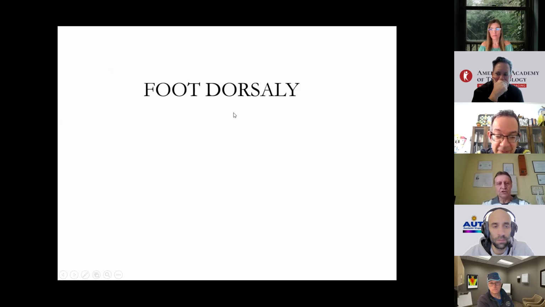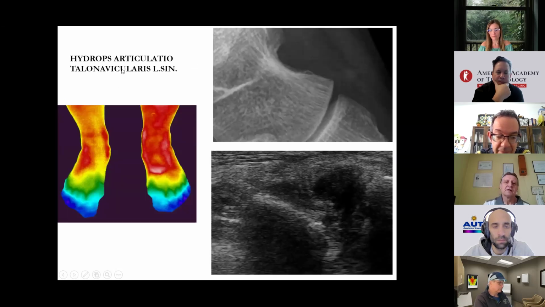Another part, foot dorsally. Hydrops articulatio talonavicularis lateris sinistri. On X-ray, we can see widening of the joint, and on sonography in the joint, we can see hypoechoic filling, and on thermography on the site of the injured place is increased temperature activity.